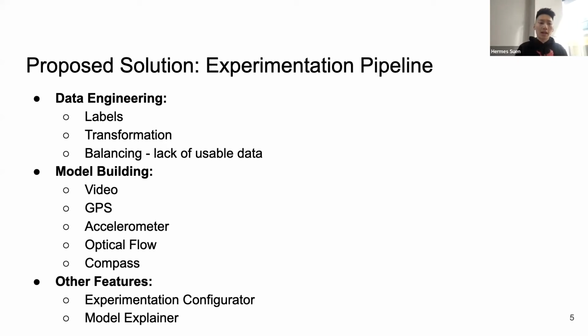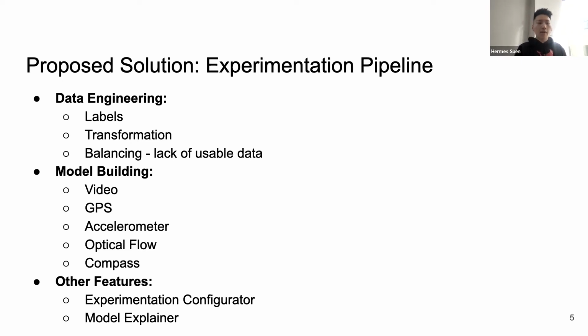We'll have an automatic labeler that uses compass data from the iPhone since we won't have access to GPS indoors. Then we'll have a transformation module, which will transform the data into a format that's usable for the model, and a module to balance out the data, so we have an equal number of labeled data.